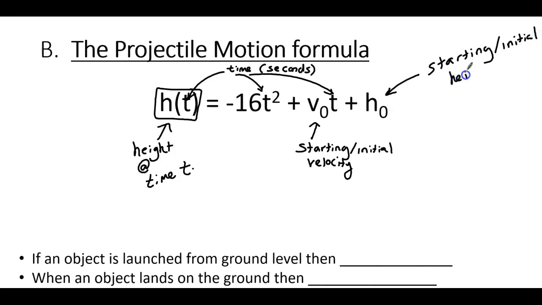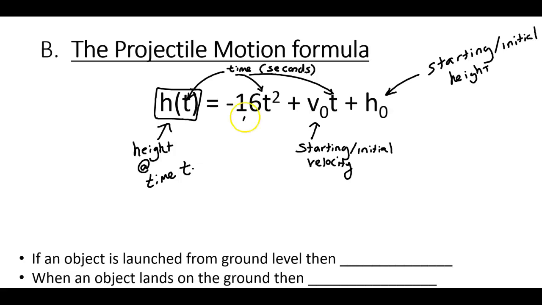height of the object. So basically, if you know how fast an object is thrown, and if you know how high up off the ground it was when you let it go, you should be able to use this formula to find out the height of that object at any point in time. And that's what this formula is for. You might be wondering what this 16 here is.